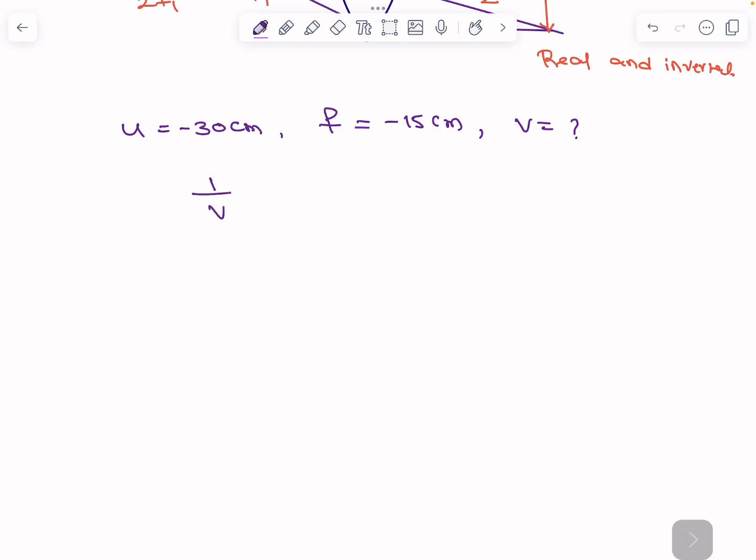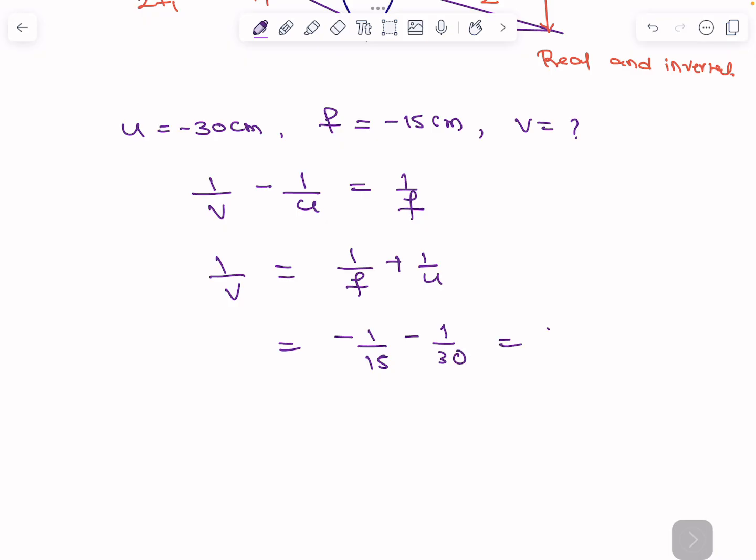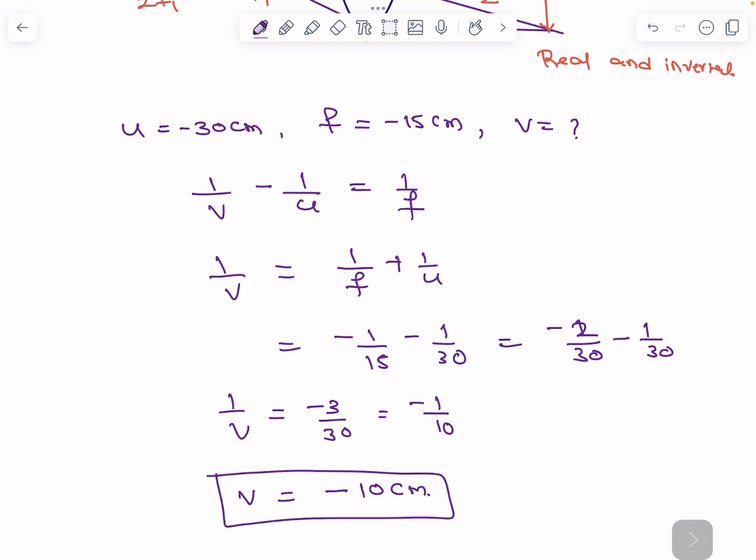So what is the lens formula? 1 by v minus 1 by u equal to 1 by f. So we need to find the 1 by v value. Minus 1 by u, you take it this side, it will become plus 1 by u. So minus 1 by 15 minus 1 by 30. Okay, so make it rationalization, so that is minus 2 by 30, take the LCM. Okay, this is equal to minus 3 by 30, which is equal to minus 1 by 10, and so v is equal to minus 10 centimeters. So this is the image distance. How much is it? That is minus 10 centimeter.